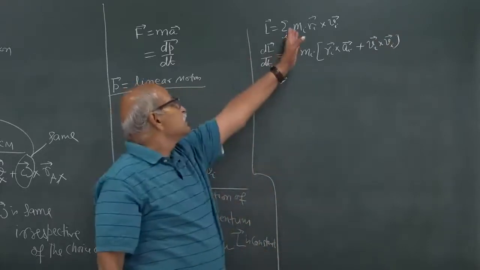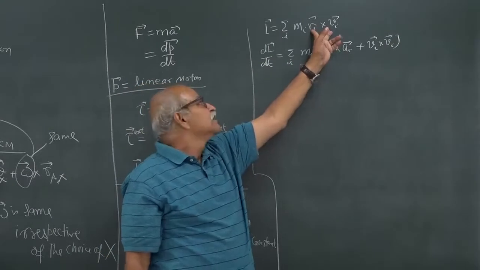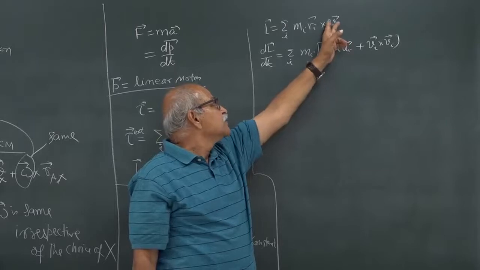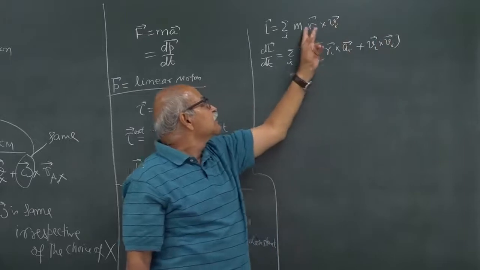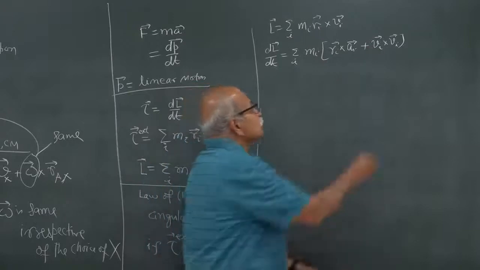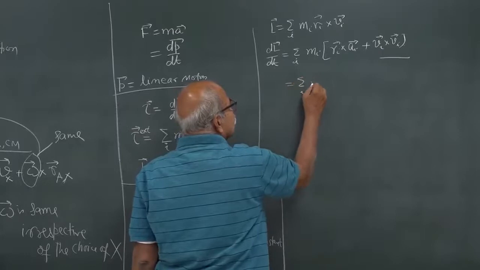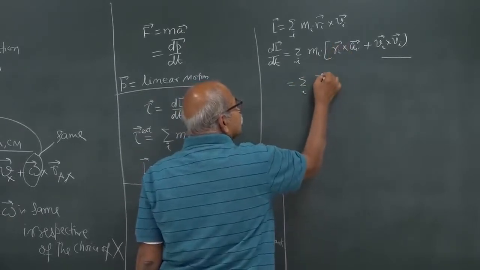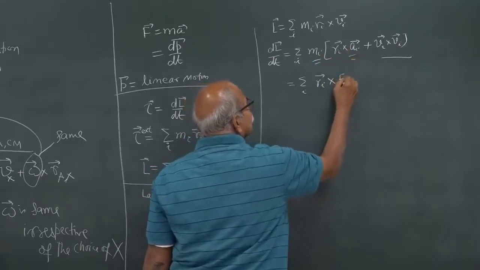Alright, so we are differentiating this expression, summation over i of mi, and now we have to differentiate this. So keep this ri as such and differentiate this vi and you get ai, and then you keep this vi as such and differentiate this position vector ri, that gives me again vi. So, this part is 0. So, what I am left with is summation over i of ri cross mass times acceleration, which is force on the ith particle.